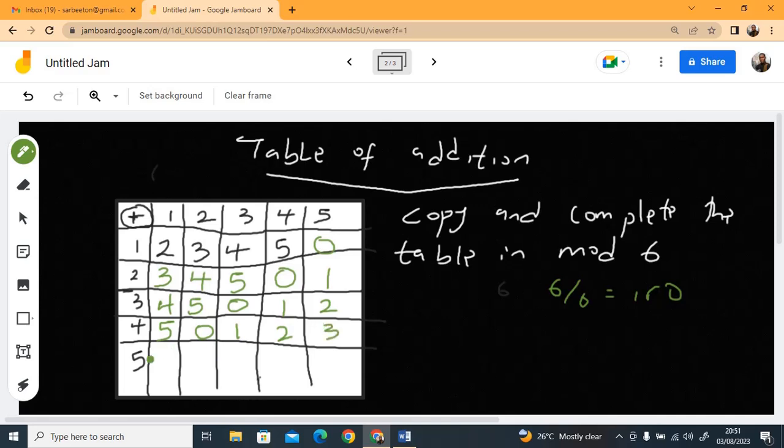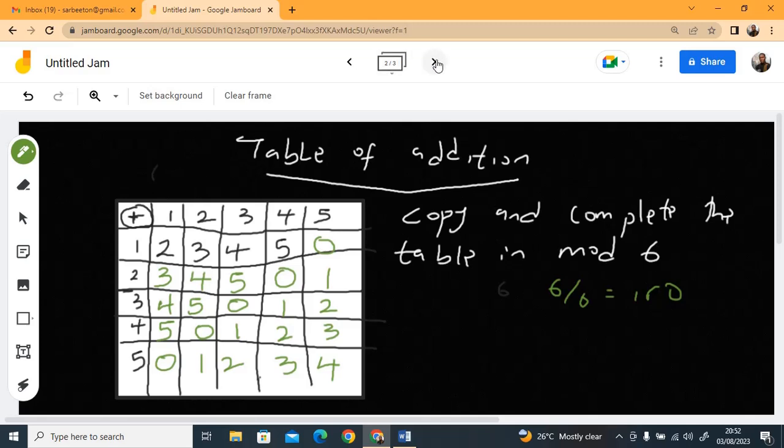Do the same thing here. So here is going to be what? Number here, that's going to be 0. Then the number here 1. Number here 2. Number here 3. Then 5 plus 5 is 10. 6 goes in 10 is what? 1 remainder 4. So you're going to write what? You're going to write 4. And you are done with your table.